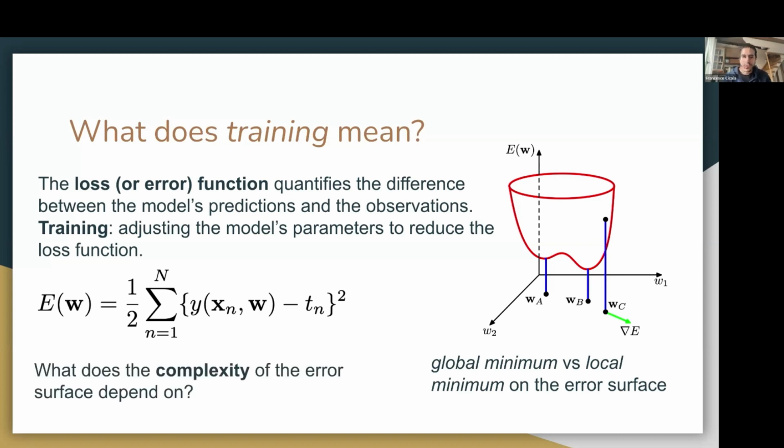But this error surface can be very complex. There could be many local minima, and this would make the problem more difficult, because it means that it's more difficult to converge to the global minimum, so to the globally optimal solution. Local minima are suboptimal solutions. And the complexity of this error surface, what does it depend on? Maybe you can make a guess.